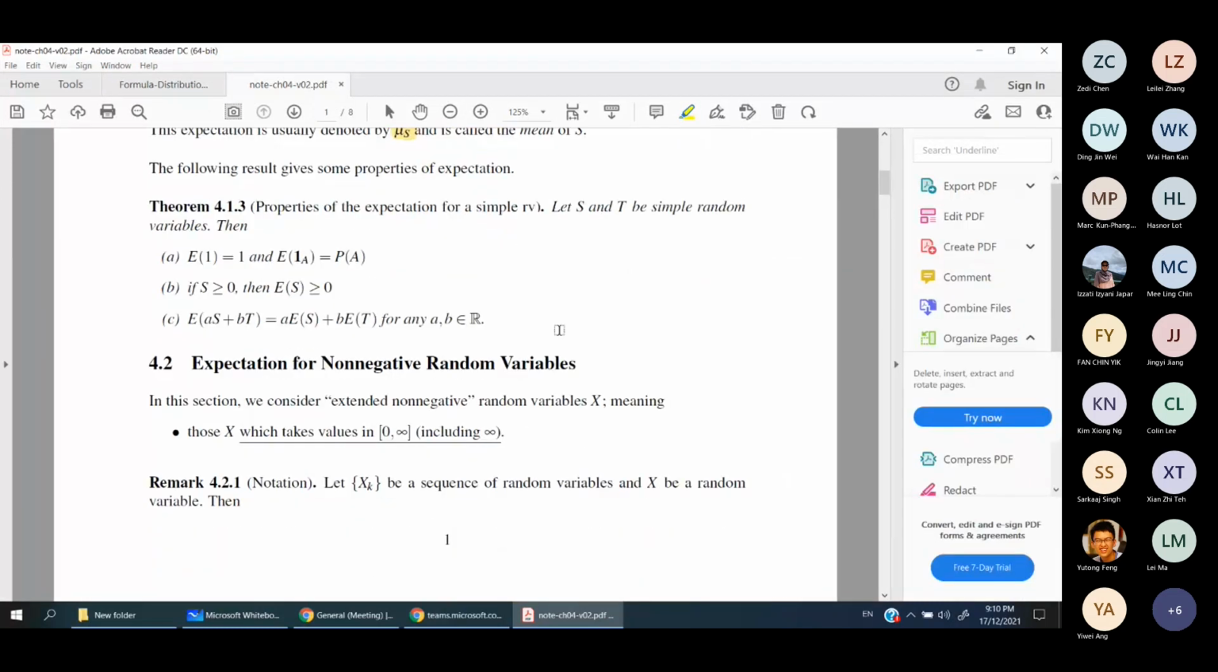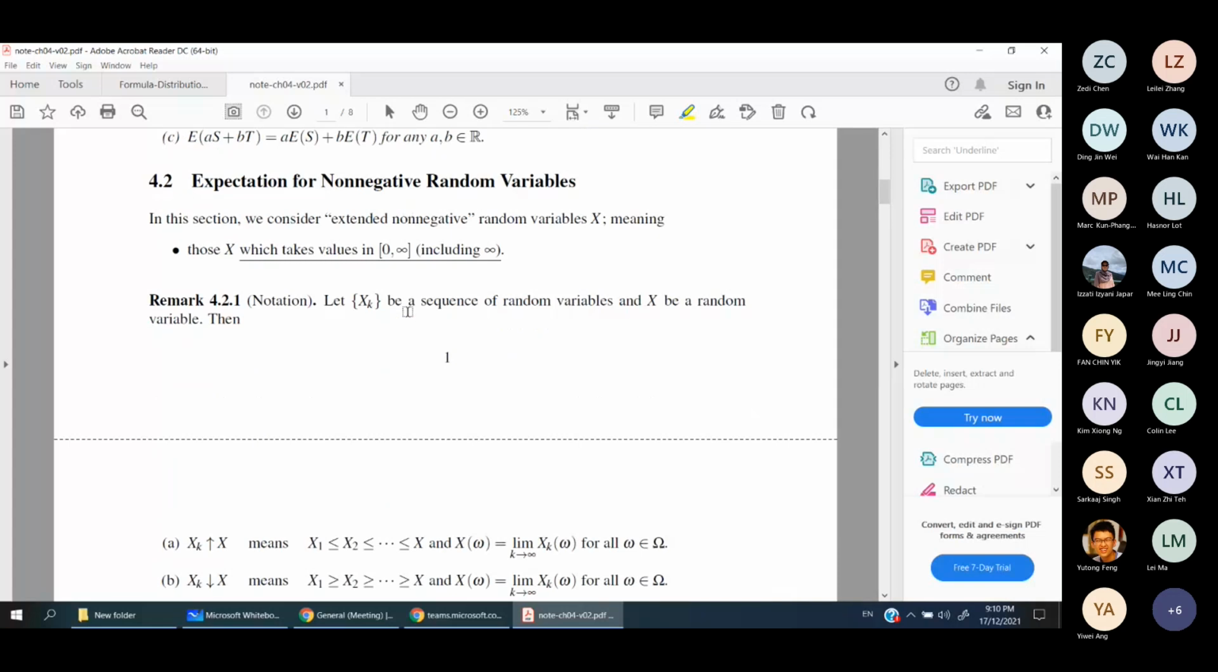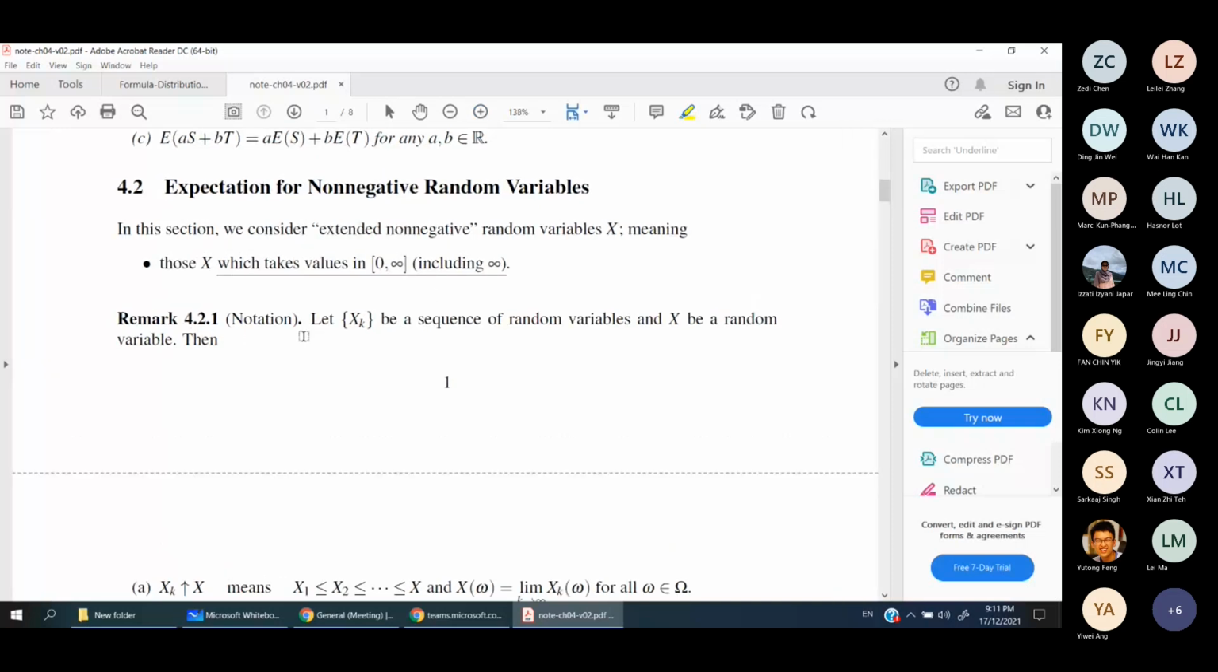Okay, next we go to the non-negative random variables. So this will be slightly complicated, so we need to consider a more general case. In this section 4.2 only, not for the remaining, we consider an extended non-negative random variable X, meaning that we allow X to take value up to infinity, unlike our previous sections.